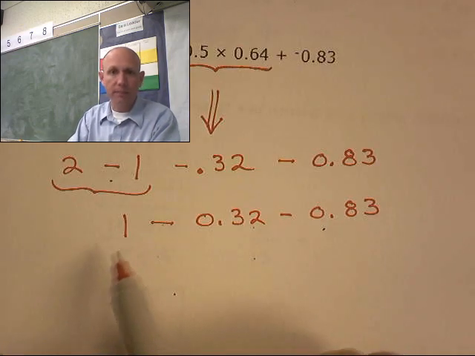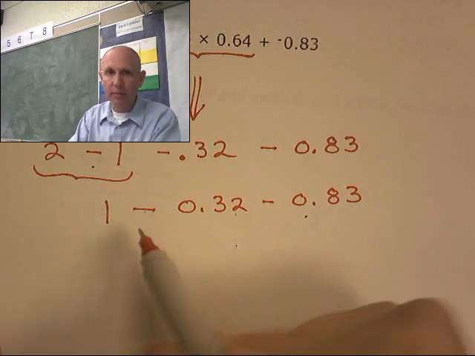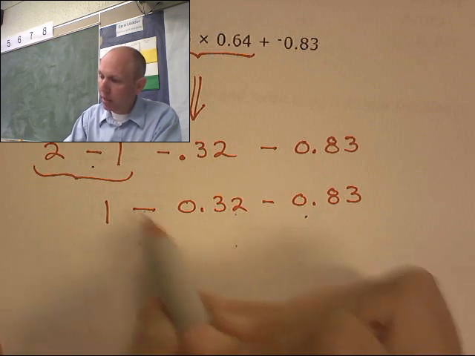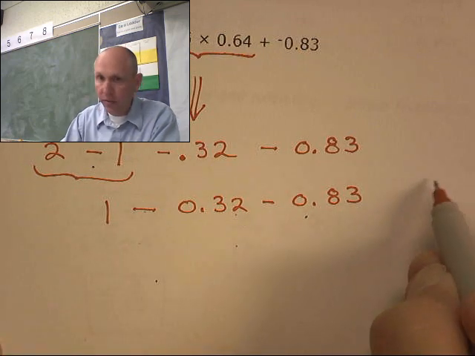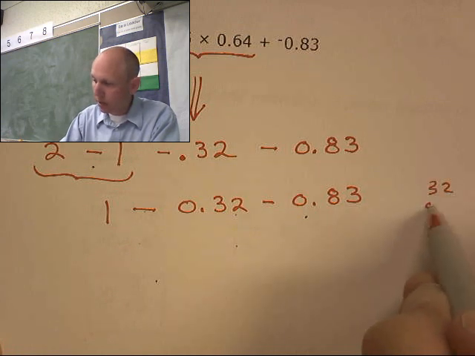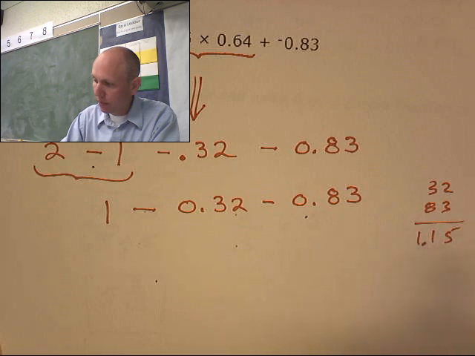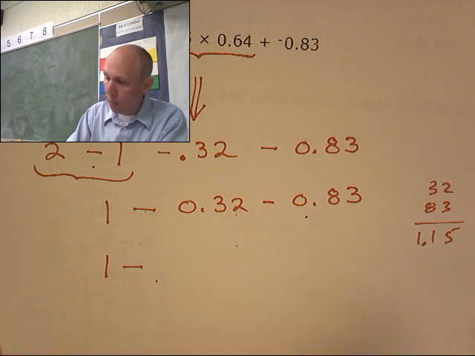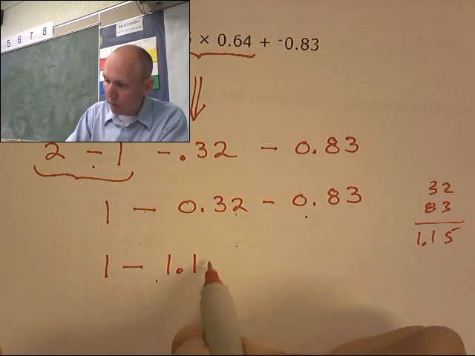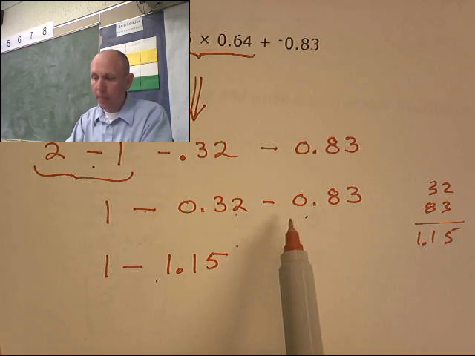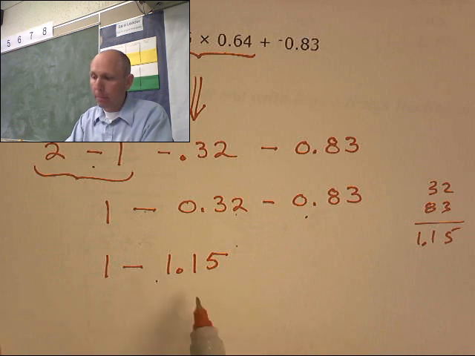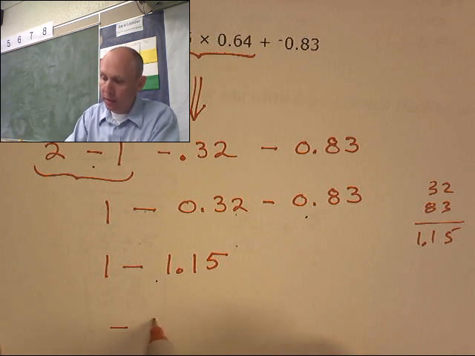Well, this is a positive. Whoa, you can't see it anymore, sorry. This is a positive. These are both negatives. I'm going to combine these two negatives right here and figure out what they are. So let's come off to the side here. Let's go with 32 plus 83, which is 115. So that's 1 minus 1.15. One minus 1.15, that's negative 0.15.